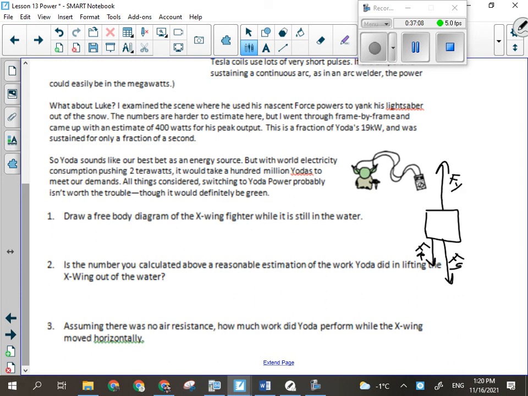Force Yoda, going upwards. So this isn't as simple as what we did. We said he was only overcoming this force, but this force could have been just as big, all the other stuff that was holding the X-Wing down inside the swamp. So Yoda might have been even more powerful than what we calculated. That answers number 2. He probably had to do more work than that.